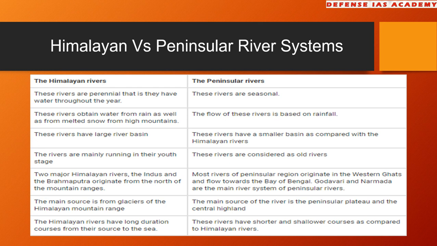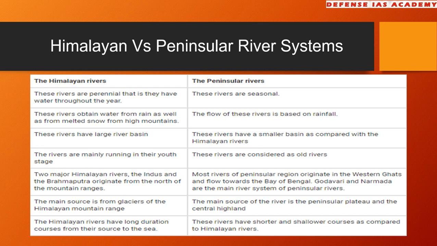I roughly mentioned them in the previous slides, the Himalayan and the Peninsular rivers. So, let us see in detail what these two classifications are, the Himalayan and Peninsular river systems. All the rivers in India are classified into two, which are Himalayan rivers and Peninsular rivers.